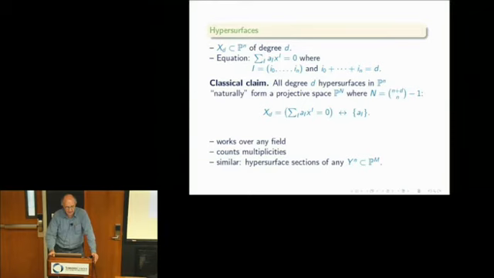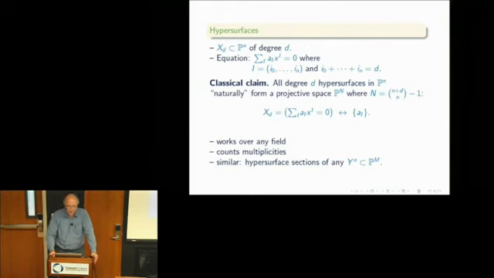Now, there are some advantages of this description. For instance, it works over any field. So, for instance, if you are interested in hypersurfaces defined, say, over the reals or over the rationals or over a finite field, then the answer is already here. You don't need any further information. A hypersurface is defined over the rationals if and only if the corresponding point in projective space has rational coordinates.